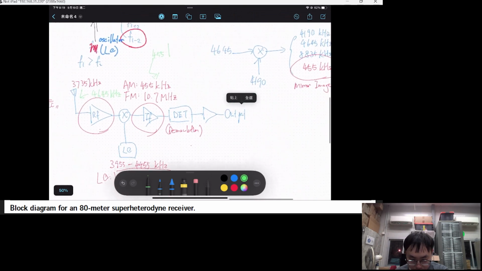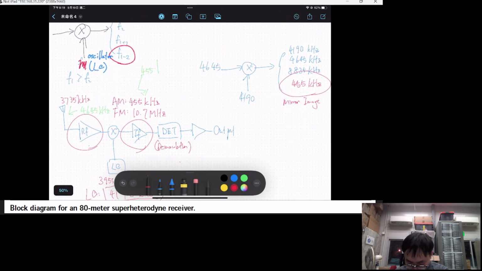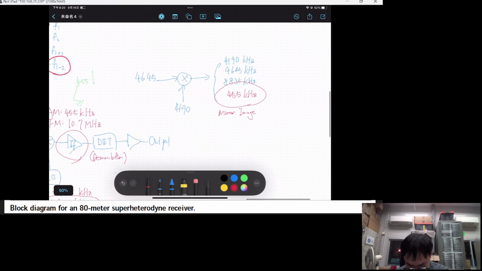So is there any way we can prevent the image frequency? Oh, just a minute. I guess I'm wrong. This is called image frequency.